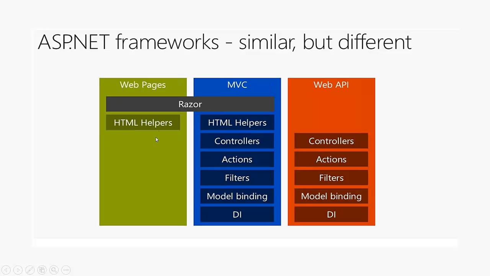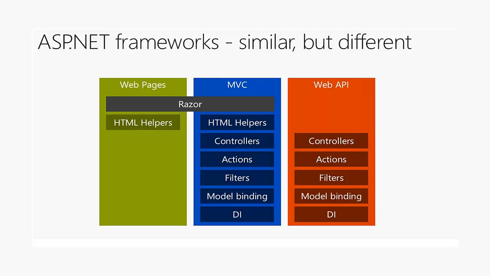Web Pages has its own way of implementing HTML helpers. MVC has its own way of implementing HTML helpers, right? And then MVC and Web API both have controllers, actions, filters, but they have their own way of implementing their sections, their stacks, right? What happened basically is that it creates confusion for developers about which one to implement and how to integrate it.